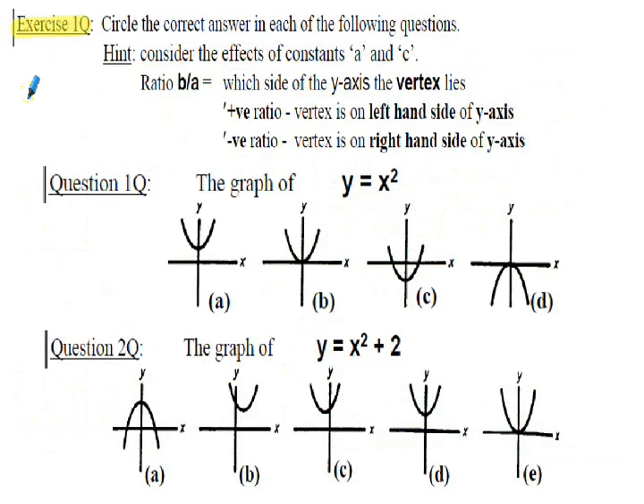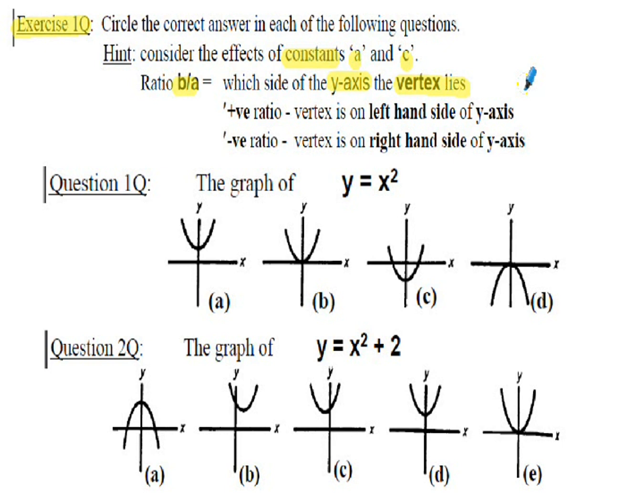Exercise 1Q relates to the sketching of quadratic curves. What we're going to be given here are equations, and we're asked to choose the appropriate sketch out of the solutions given to us that relates to the equation. To do this, you need to consider the constants a and c specified in each of the questions, and also consider the b upon a ratio, as that relates to which side of the y-axis the vertex lies. And knowing those characteristics, we should be able to ascertain which is the appropriate sketch to choose.